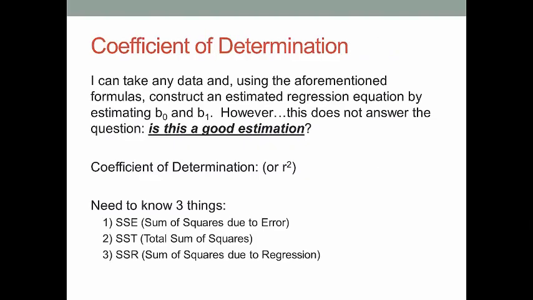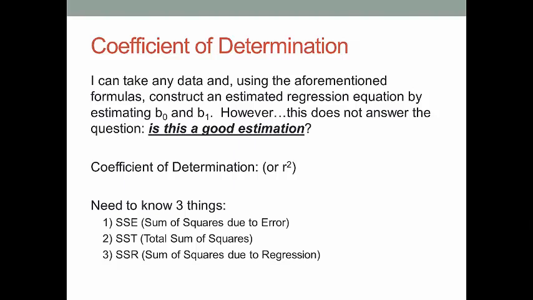So I can take any data and, using that aforementioned formula, construct an estimated regression equation by estimating the y-intercept and the slope coefficient. However, this does not tell me, is it a good estimate? Is the x variable actually explaining a lot of the variation in y? Does x explain y well? Or in the case we looked at, does student population explain pizza sales pretty well?